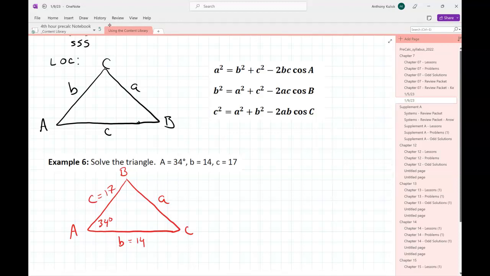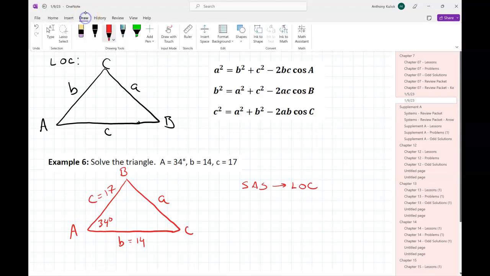So I've drawn my picture. Which situation is this? We have two sides and an angle. Is this side angle side or side side angle? Side angle side. How can we tell by looking at the picture? The angle's in between the two sides, right? The two sides basically make the angle. So yes, this is side angle side. So that tells me we should be using the law of cosines.